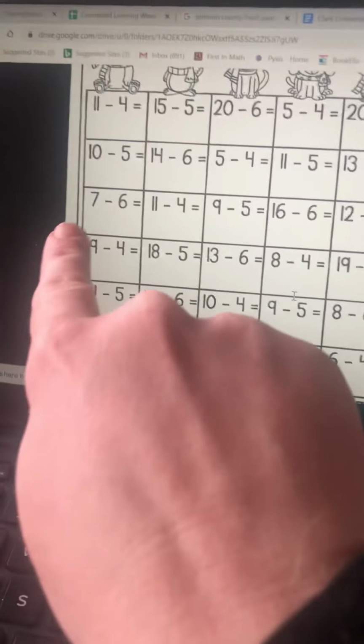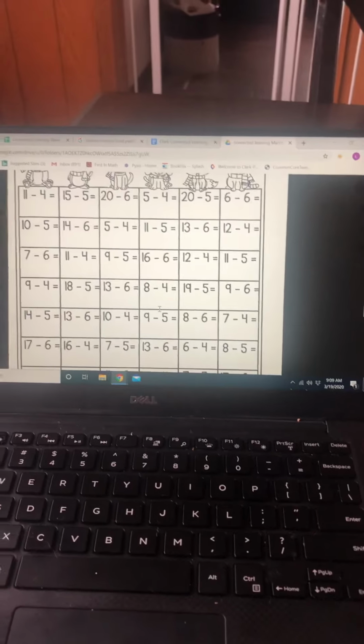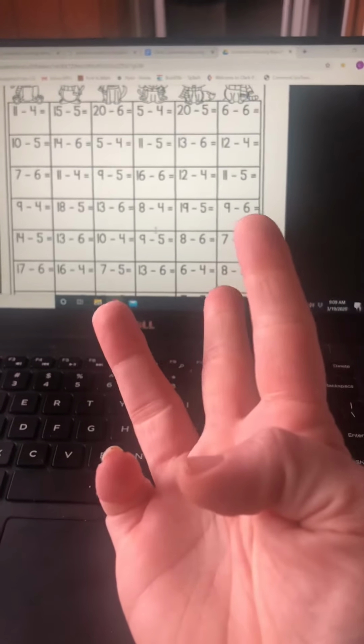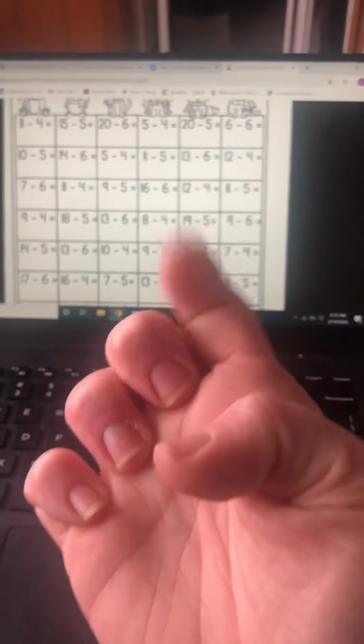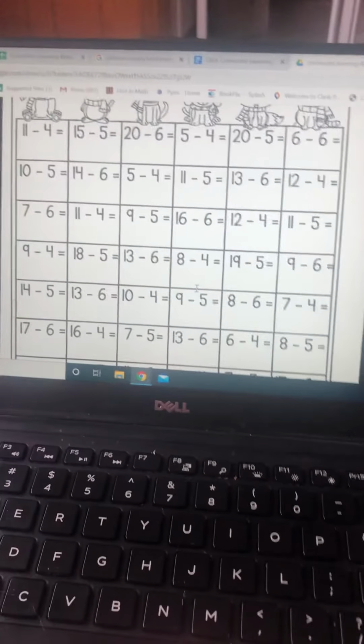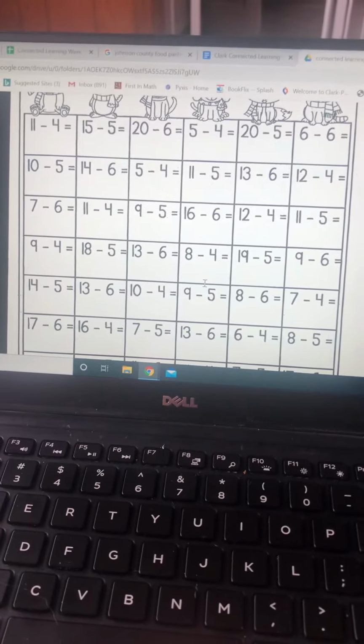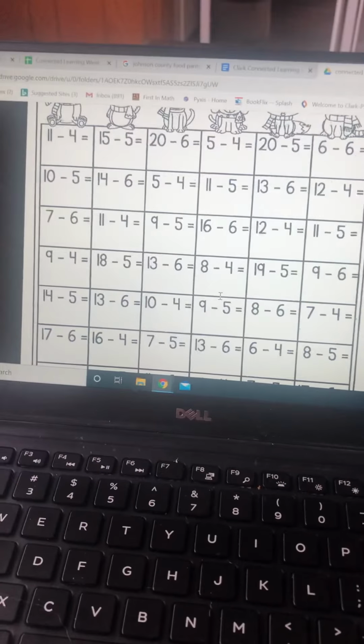So our first equation says 11 minus 4, and we would solve that by going 11, put that in your brain, put up 4, and count backwards. 10, 9, 8, 7. Many students can do that in their head without their fingers, but we're working towards using our fingers and counting backwards rather than drawing, for example, 11 circles and crossing out 4.